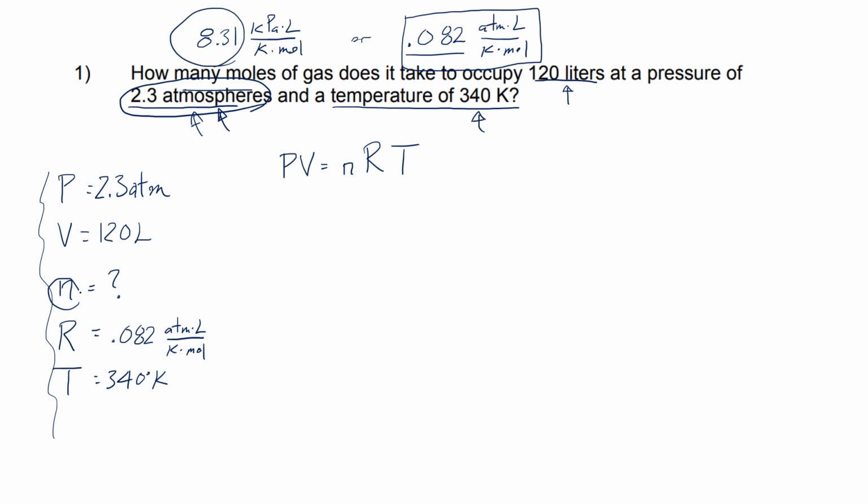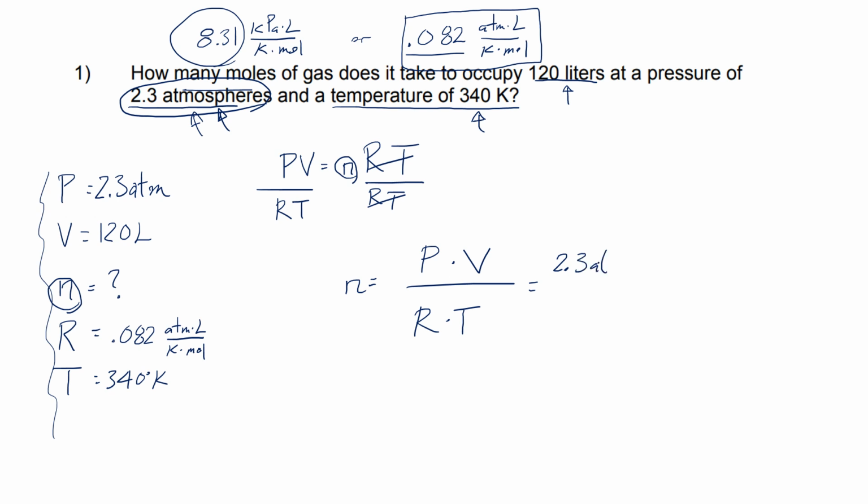So we need to solve for N. If I wanted to isolate N, I would divide both sides by RT. That seems to be the thing to do there. So that means N is equal to PV over RT. Now all I've got to do is plug in, right? I know that P is 2.3 atmospheres. I know V is 120 liters. I'm going to divide that by our constant, which is 0.082.